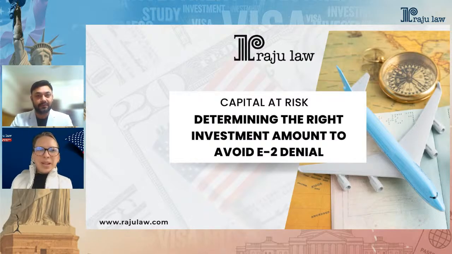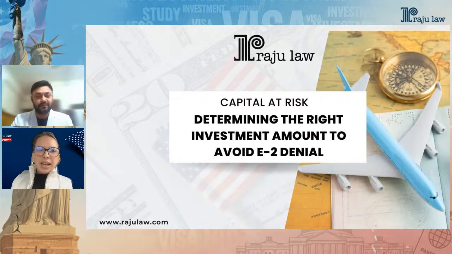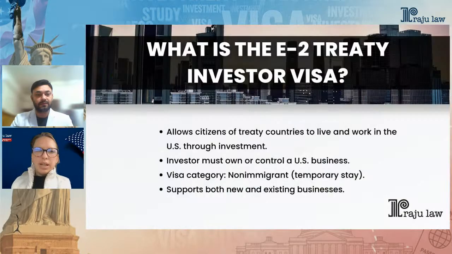Thank you. This is going to be a very interesting discussion today, and it follows nicely after our EB-5 discussion last week, our investment visa that we discussed last week. We'll be discussing another version of that, which is the E-2. What we want to talk about today is how to determine the right investment amount to avoid a denial. We want to talk about some of the common pitfalls and some of the things to look out for to strengthen your application. But first, let's discuss what is the E-2 Treaty Investor Visa.